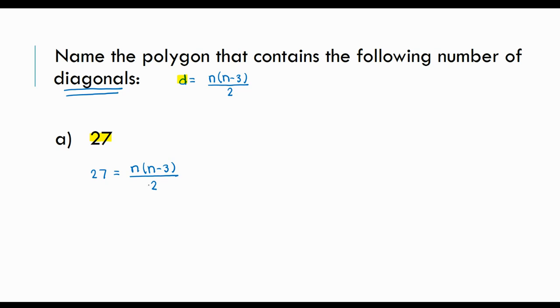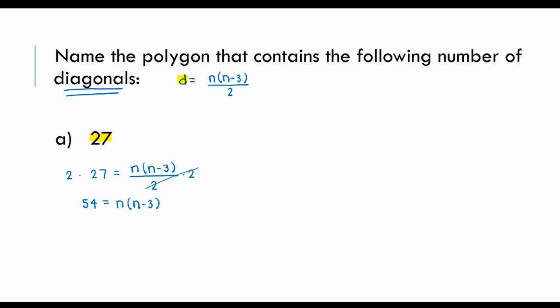So on the right-hand side, because everything is being divided by 2, I'm going to get rid of division. I'm going to multiply by 2. So if I do that to the left, if I do it to the right, I'm doing it to the left. So the 2's get to go away. 2 times 27 is going to give me 54, and that equals n times n minus 3.